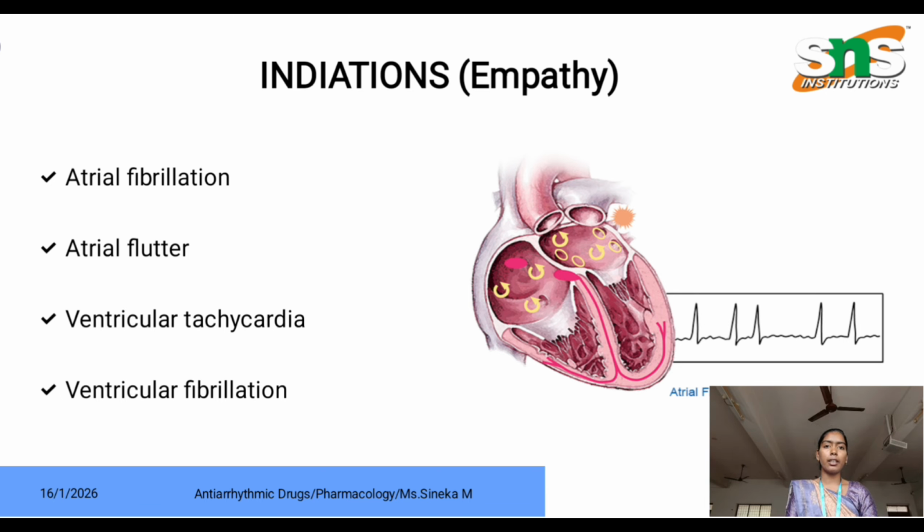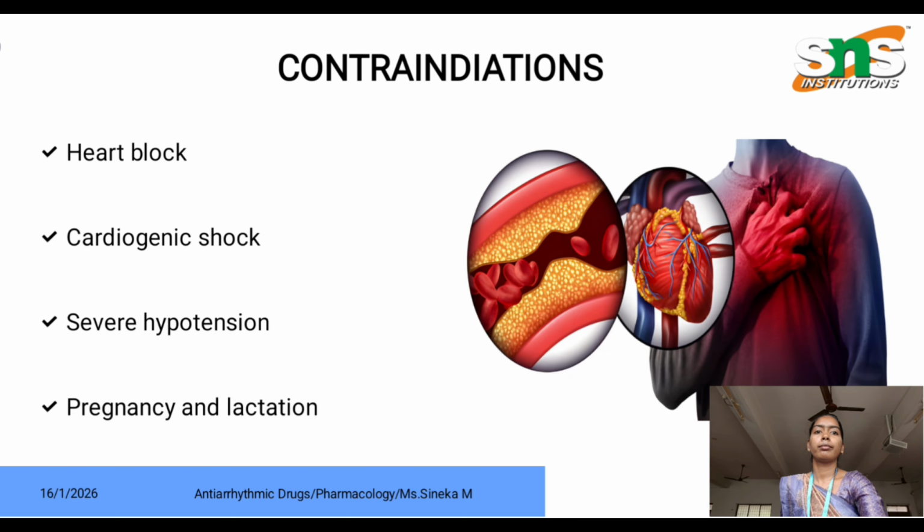Next is indications. There are 4 indications. The first one is atrial fibrillation, the next one is atrial flutter, third one is ventricular tachycardia, and also ventricular fibrillation. These 4 conditions change the heart rate and lead to abnormal heart rhythm. So by giving antiarrhythmic drugs, these 4 conditions will be cured.